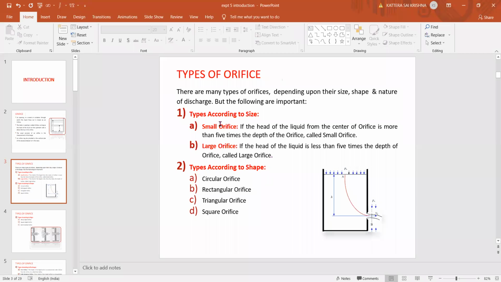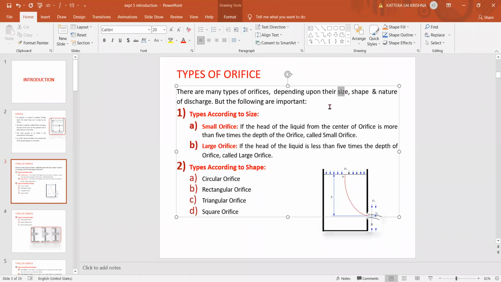So, coming to the types of orifices with respect to size, there are two types, that is small orifice and large orifice. Okay, so you can see the definition for the small orifice. If the head of the liquid from the center of the orifice is more than 5 times the depth of the orifice, it is called a small orifice. Nothing but here, if the height of water above the orifice is more than 5 times the depth here, then that type of orifice is called a small orifice.